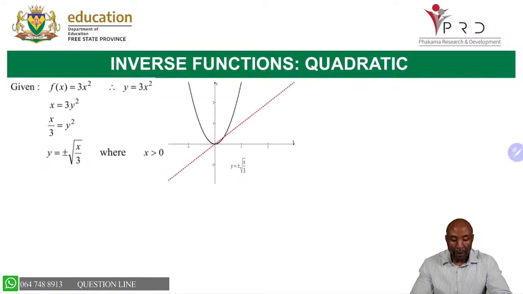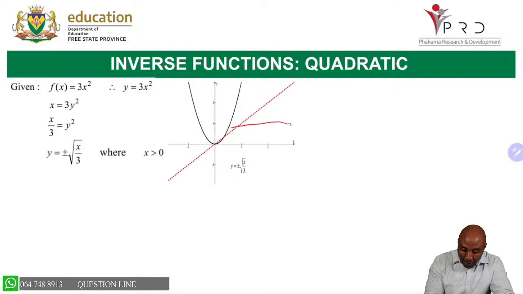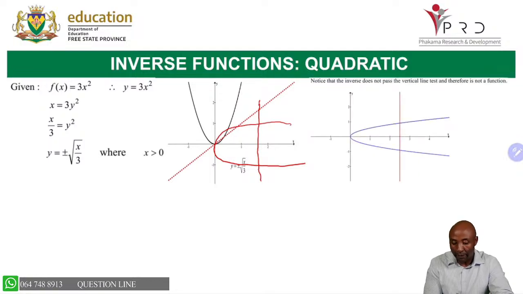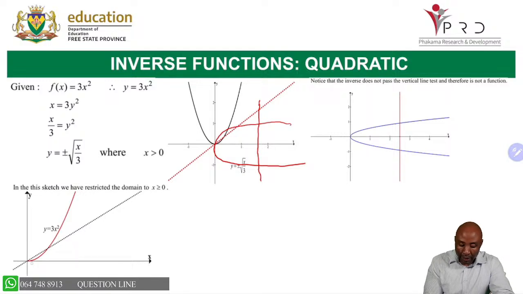Now, remember, if our x is greater than 0, if we try to sketch the inverse, the inverse will be like this. And remember, when we do the vertical line test, it will not pass. So if we have a plus and a minus, it means this cannot be a function. So the inverse will not be a function. Hence, we need to restrict the domain as I've illustrated there. So what do we do? We restrict the domain.